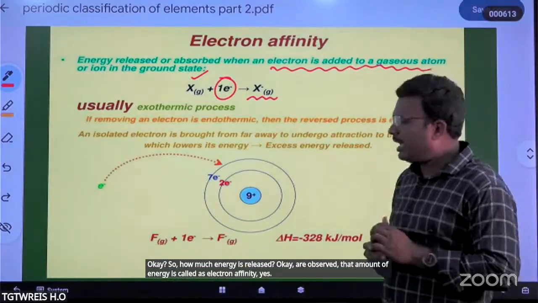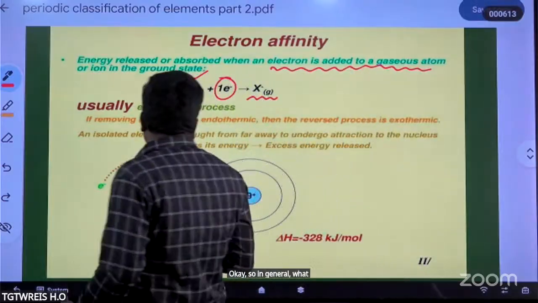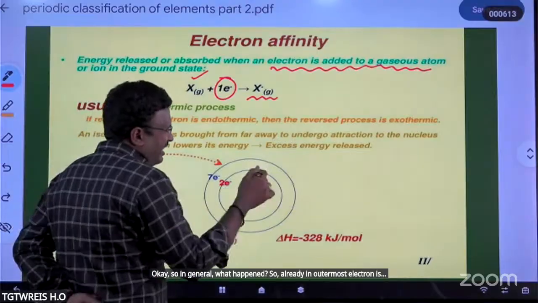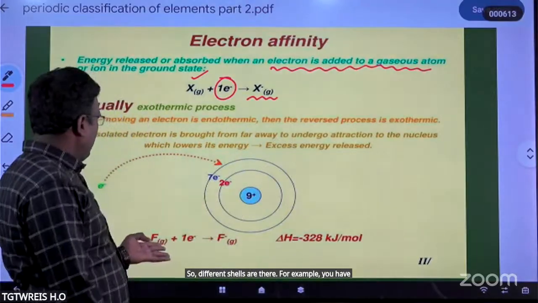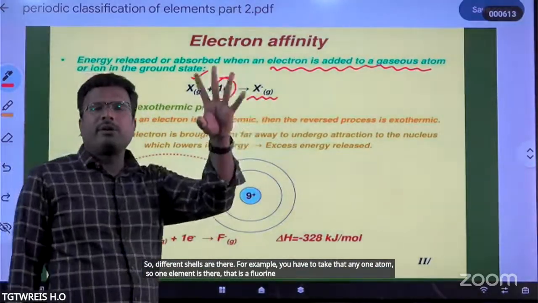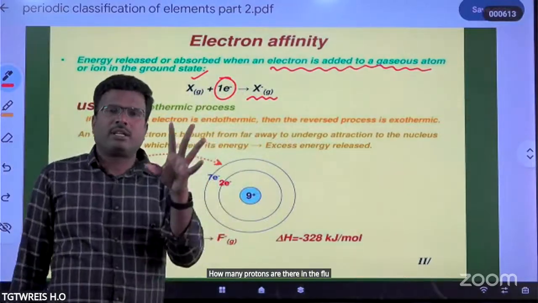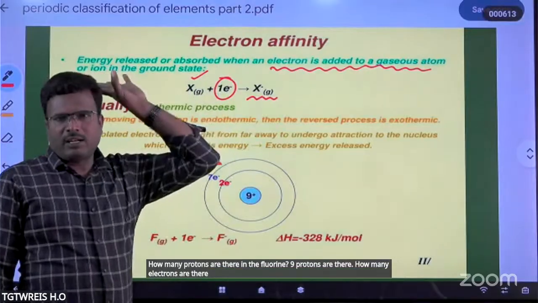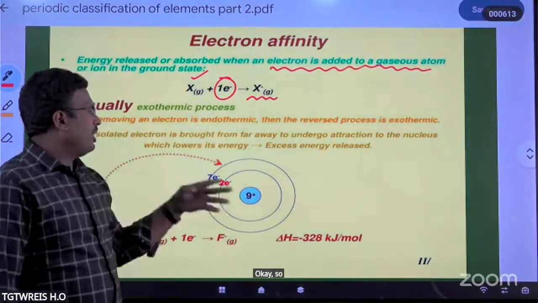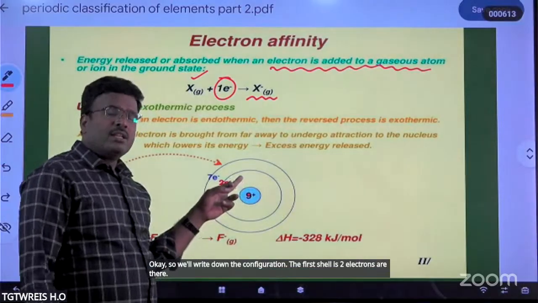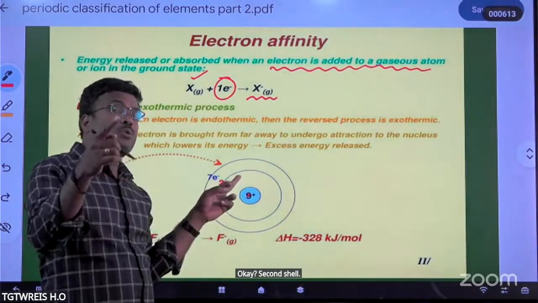Okay, so in general, in the outermost shell, there are different shells. For example, take any one atom, one element, that is fluorine. You know the fluorine atomic number is 9. How many protons are there in fluorine? 9 protons. How many electrons? 9 electrons. Okay, so we will write down the configuration. In the first shell, 2 electrons are there. Second shell, 2s2 2p5.